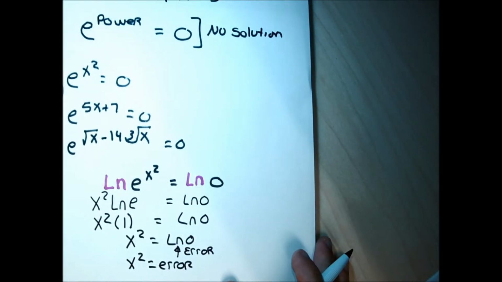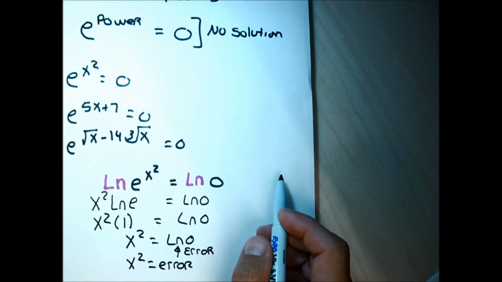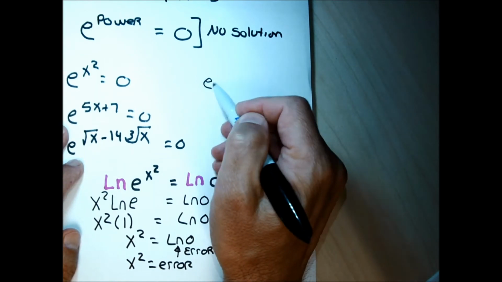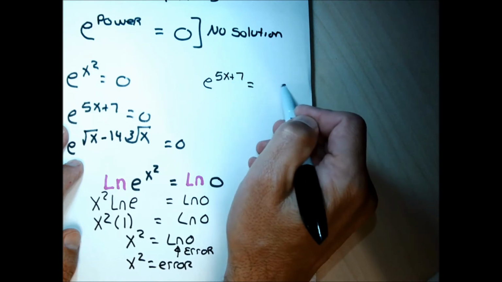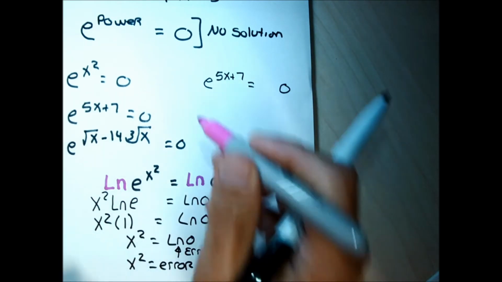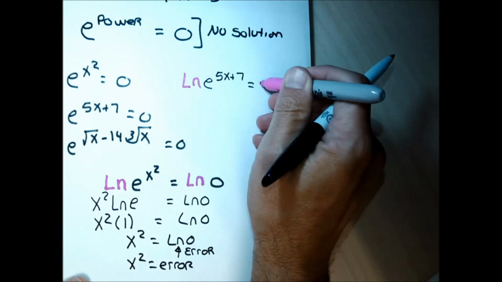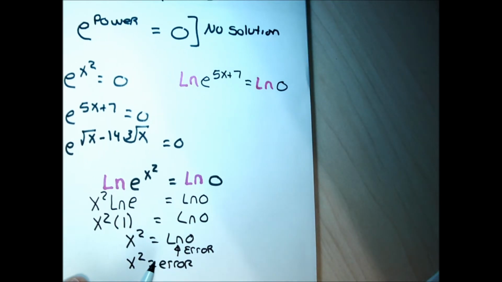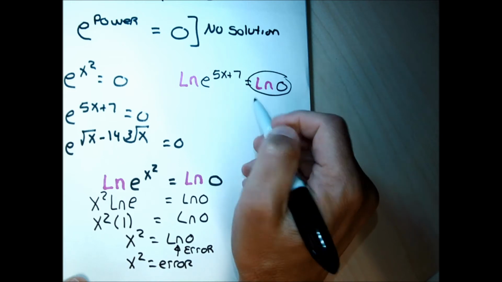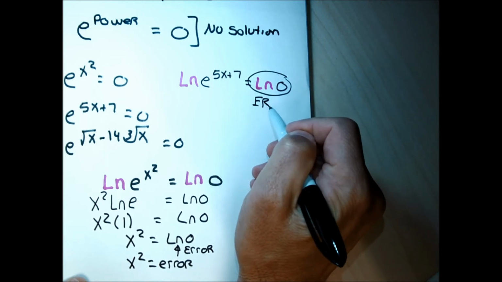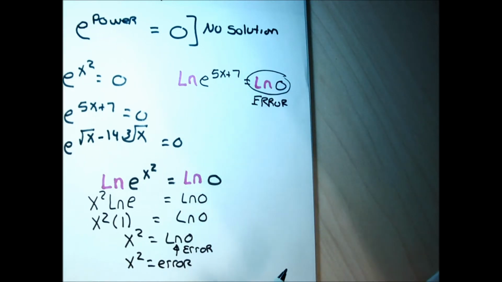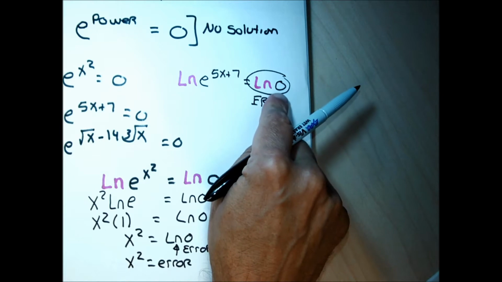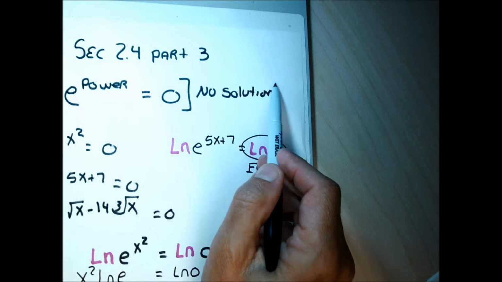Any of these equations, if I tried to solve them, eventually I'd do the same thing. If I was doing e to the 5x plus 7 equal to 0, there isn't really a way to solve it without introducing some sort of logarithm. So I take the logarithm of both sides, and the second I do that, the right side becomes an error. There isn't a way to solve this kind of problem without a logarithm. And since logarithms are only defined when their argument is greater than 0, they're all going to have the same error.